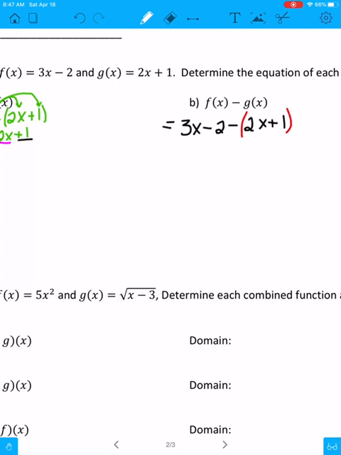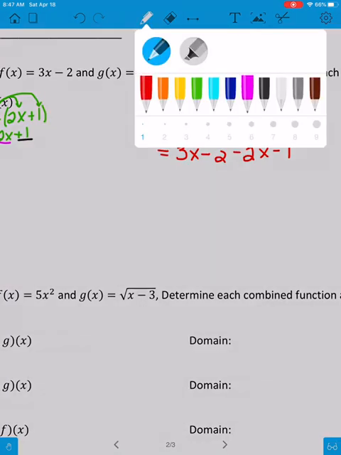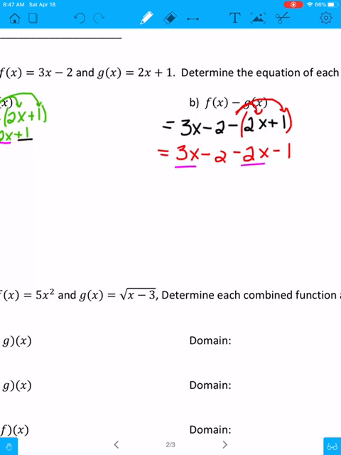Okay? So I'm going to rewrite it. I'm going to get 3x minus 2. And then I have to remember to distribute. And if you forget this, you're going to get every subtraction question wrong every single time. So I'm going to go minus 2x minus 1. So once I'm done distributing, I have no brackets left. So now I can collect like terms. So I'm going to get 3x minus 2x, which is x.